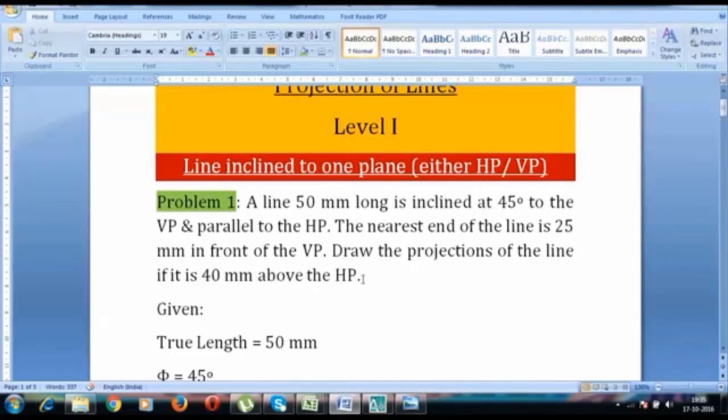A line 50 mm long is inclined at 45 degrees to the VP and parallel to the HP. The nearest end of the line is 25 mm in front of the VP. Draw the projections of the line if it is 40 mm above the HP.